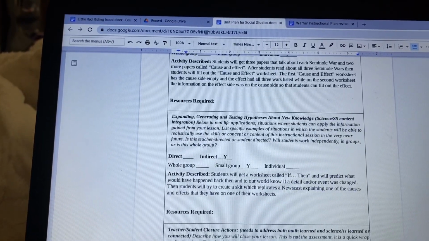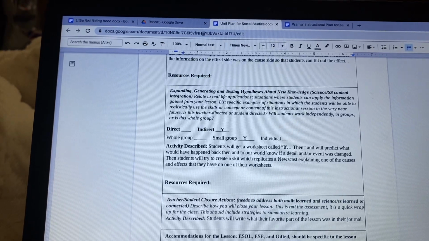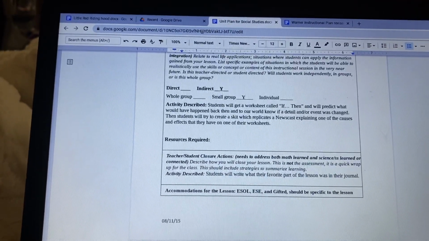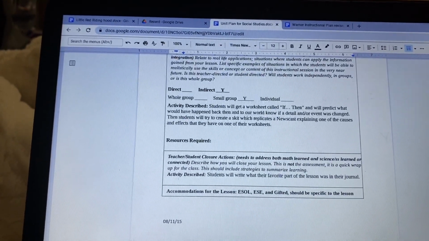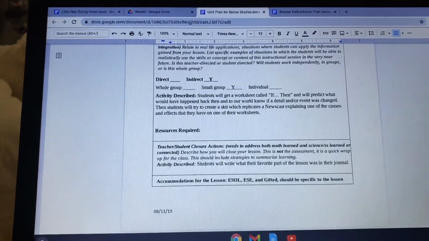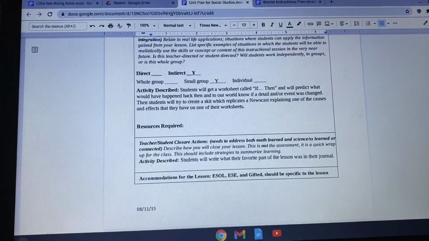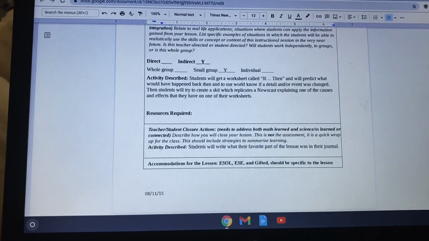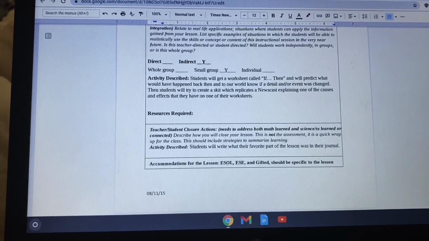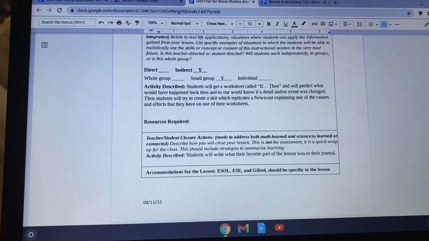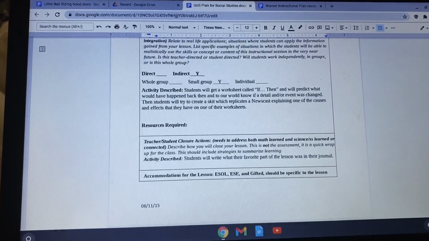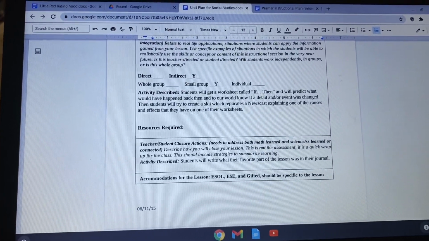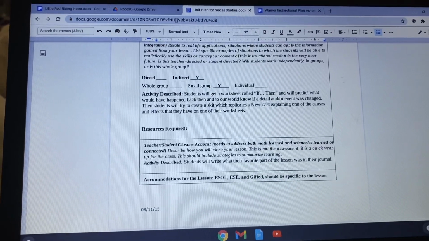For expanding and generating, I said indirect and it was small group, and I said students will get a worksheet called if and then, and will predict what would have happened back then and to our world now if a detail or event was changed. Students will try to create a skit which replicates a newscast explaining one of the causes and effects that they have on one of their worksheets.